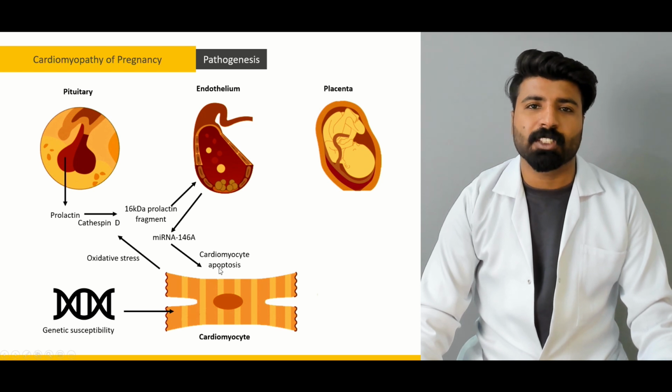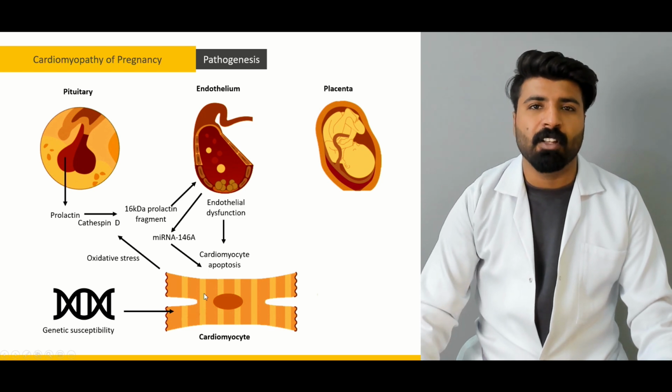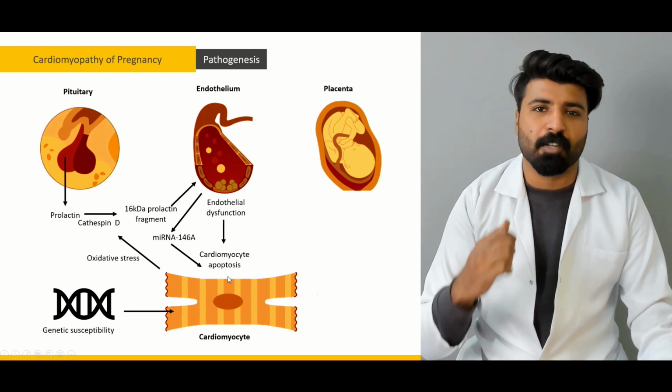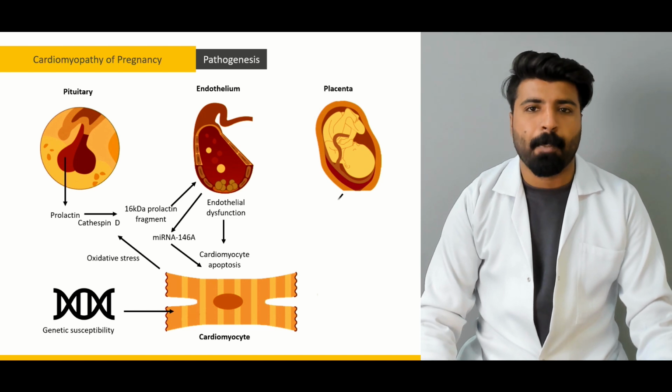Now this apoptosis will be carried out, but at the same time endothelial injury is happening. When endothelial injury is happening, this will lead to microRNA 146A. This microRNA will in turn induce apoptosis. This injury will go on and on until the endothelial dysfunction happens. When endothelial dysfunction happens, this will lead to cardiomyocyte apoptosis. This apoptotic message will go on, and the cardiomyocyte will undergo apoptosis.